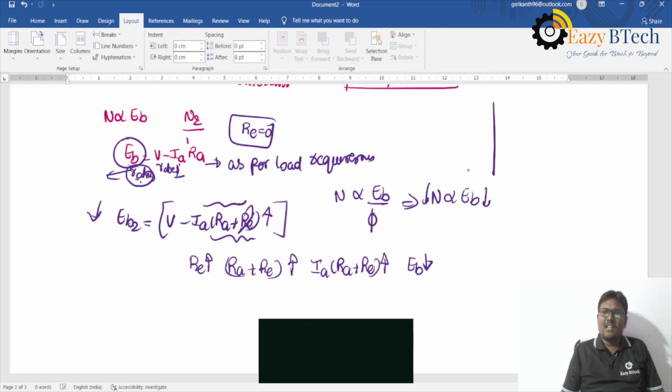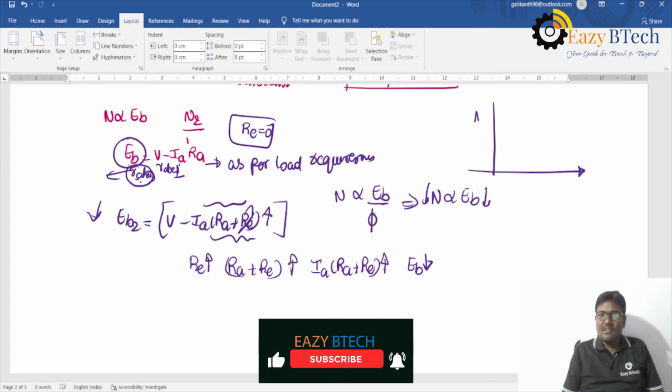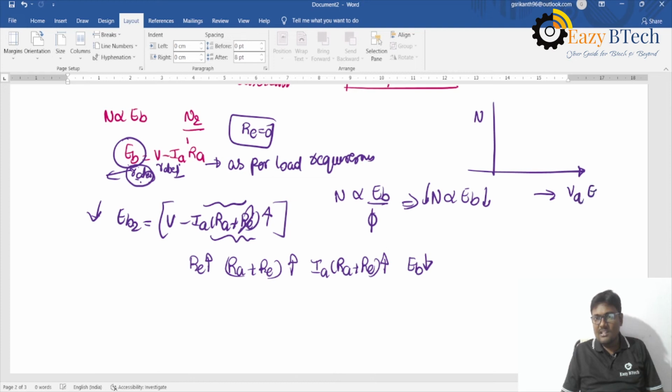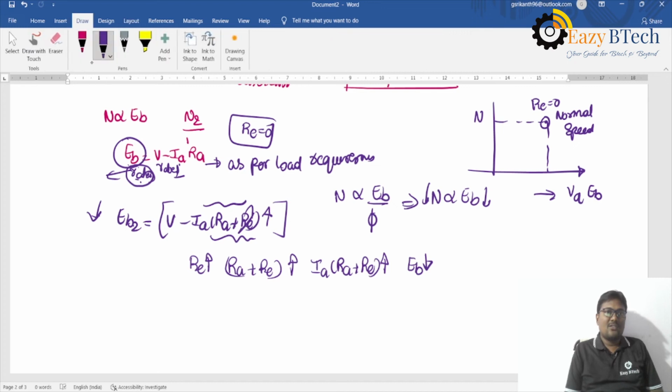So if you draw the curve between speed versus the voltage applied across the armature, or Eb, I am taking the normal speed under normal operating condition, with external resistance equal to 0. If I increase the external resistance, the speed will decrease. So this is called the below normal speed.